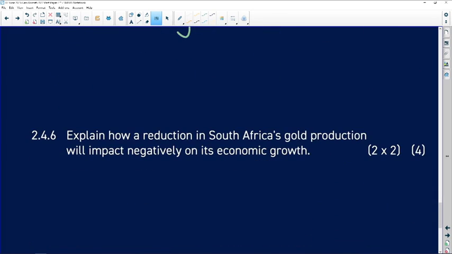Now, if you look at 2.4.6, explain how a reduction in South Africa's gold production will have a negative impact on economic growth. Now, first and foremost, less gold being produced means unemployment will rise.